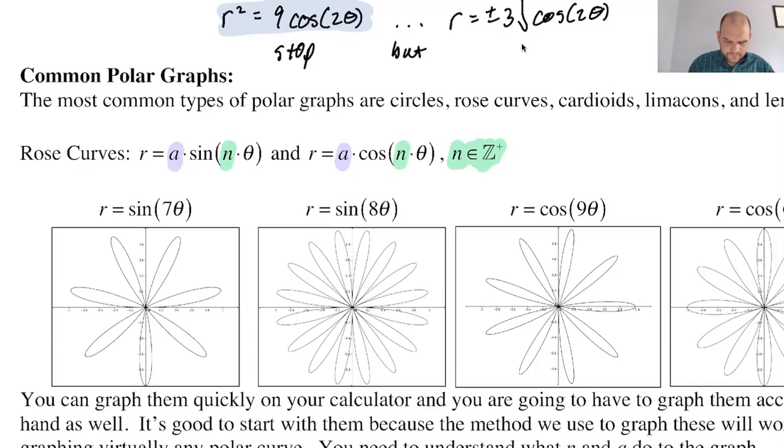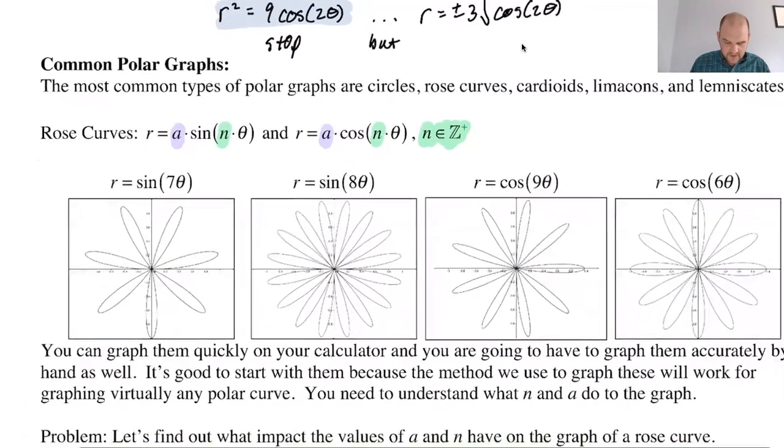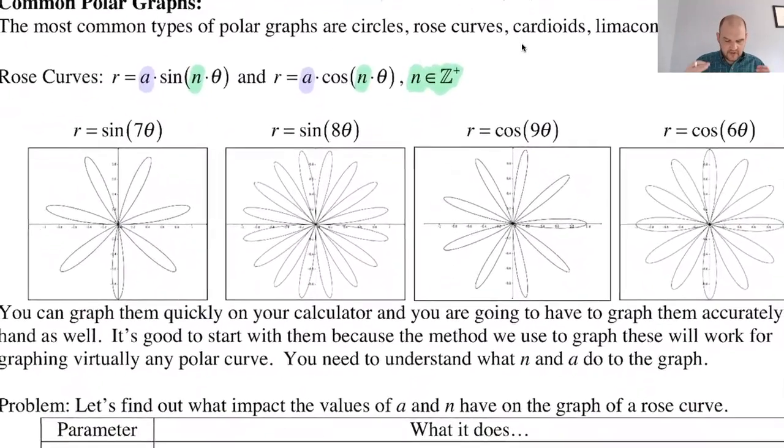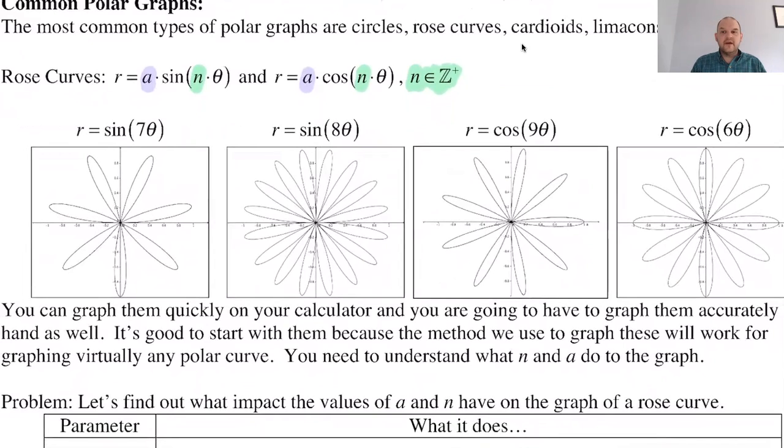So a can be any real number. It can be positive, it can be negative. It shouldn't be 0, so let's say any non-zero real number. And then n has to be an integer. If it's not an integer, you do not get a rose curve. You get something crazy. So what patterns can we potentially see here? I've put 4 examples here, but it's better to play around on something like Desmos or GeoGebra or your calculator and look at a lot of examples. But let's look at these to begin with.